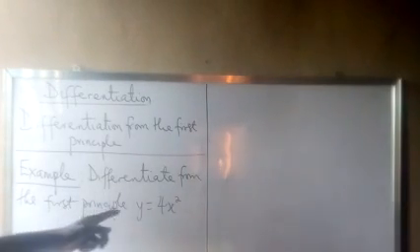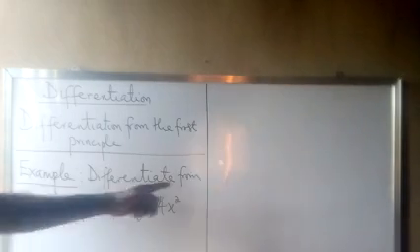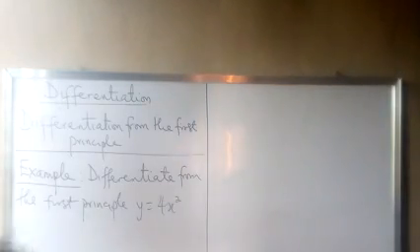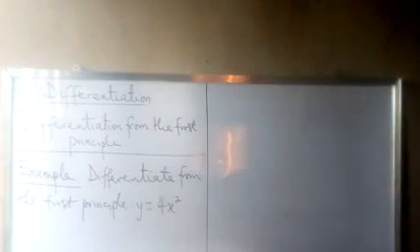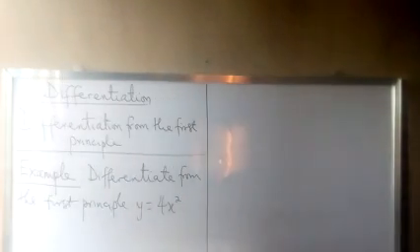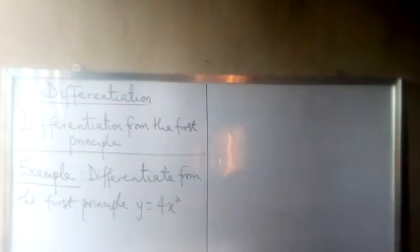Now, the example. Differentiate from the first principle y equals 4x squared. How do we differentiate from the first principle? To differentiate from the first principle is to go to the basis of differentiation and do that differentiation from the basis. So whenever we see a variable, whether dependent or independent, we are expected to add an increment to that variable before we will be able to carry out our differentiation properly.